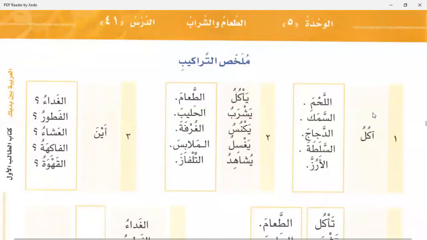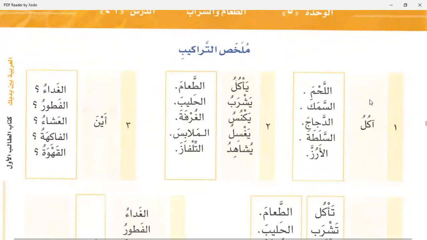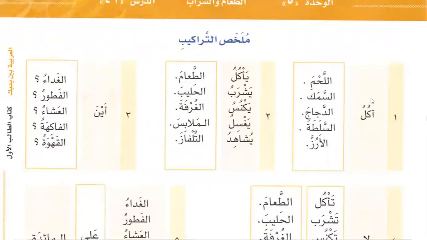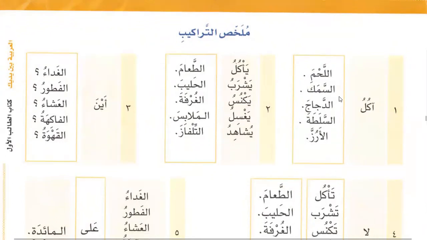Aklu lahma. I'm eating meat. Aklu samaka. I'm eating fish. Akulu samaka. One lam with I'm eating, not seen as shadda. When we have shadda, alif lam becomes silent. So join this lam with akulu samaka. Akulu samaka. I'm eating fish.